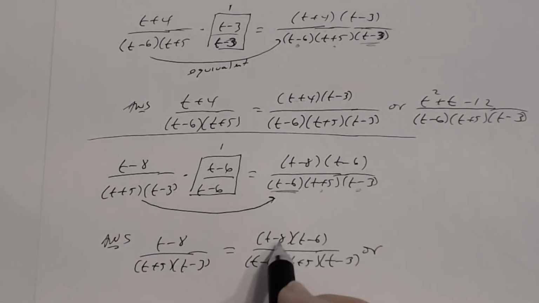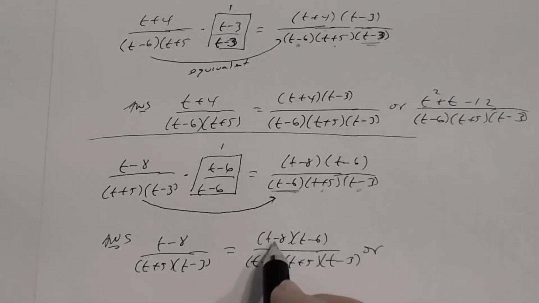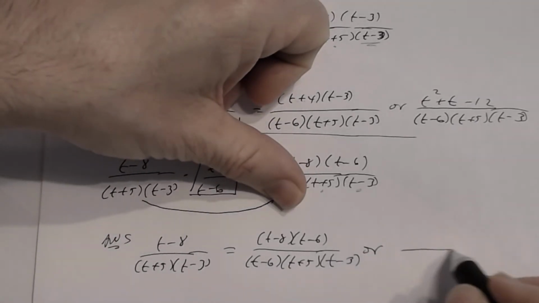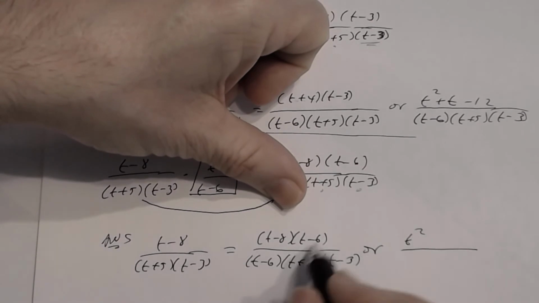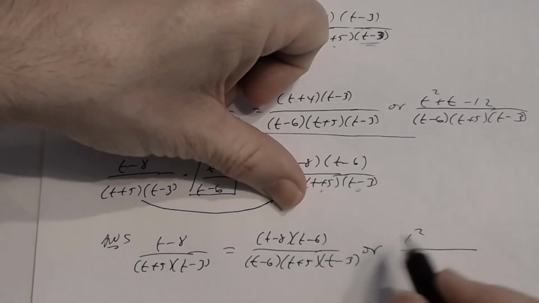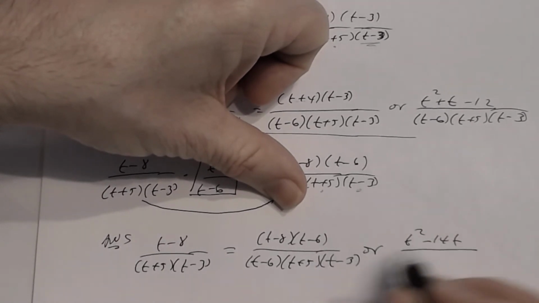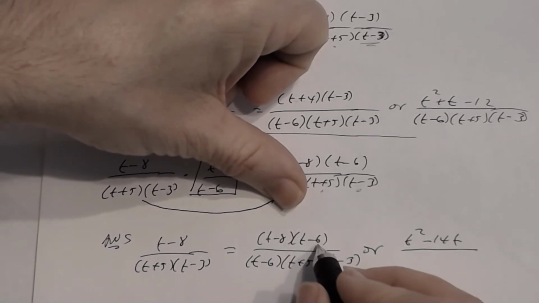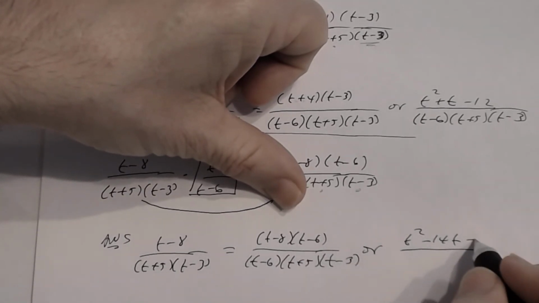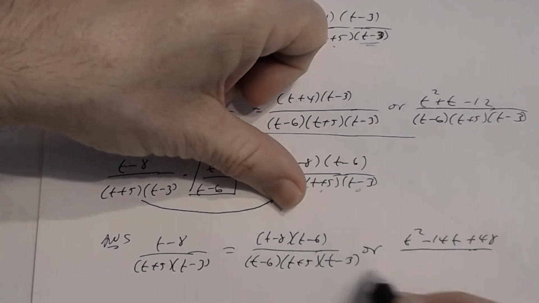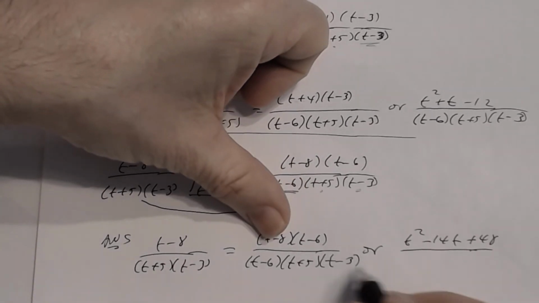distribute, if you want to multiply the numerators out using a FOIL method, you can. So t times t is t squared. The outer is a negative 6t. The inner is a negative 8t. So I get negative 14t. And the negative 8 times a negative 6 is a positive 48. All divided by this. Again, always leave your denominators factored.